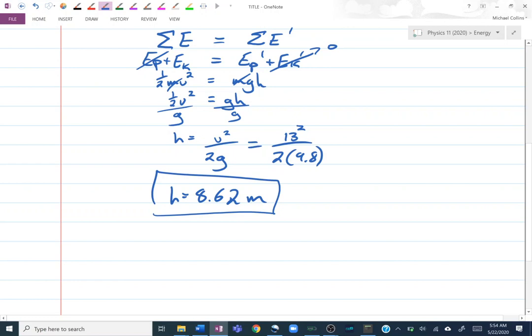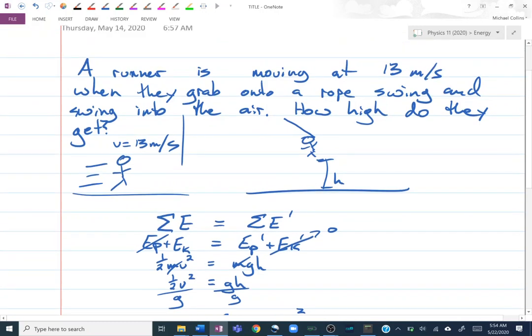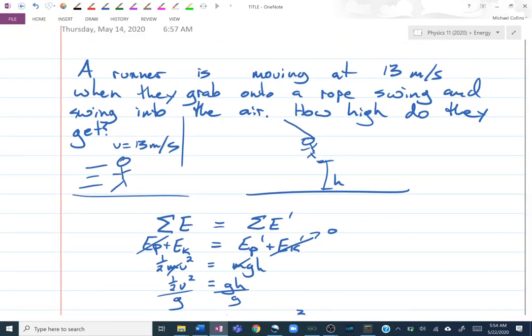If you imagine in the Commonwealth swimming pool what the 10-meter diving board is, you realize that swinging up in the air 8.62 meters is pretty darn high. However, running at 13 meters per second is also pretty darn fast, considering Olympic athletes running 100 meters usually run at about 10 meters per second average. So you have to be moving pretty fast to get that high up in the air.